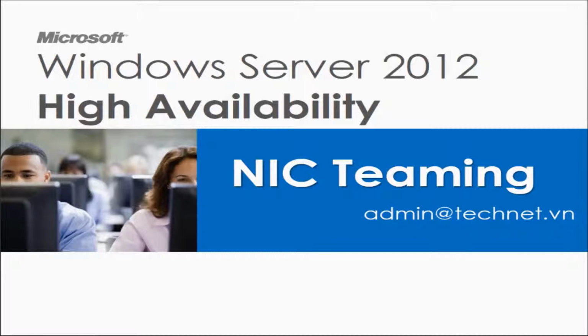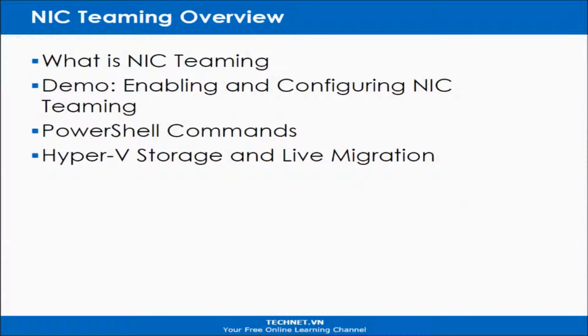You're watching NIC Teaming with Windows Server 2012. One of the ways to provide high availability is to do your best to try to reduce single points of failure. A single point of failure is when you have one device, in our case a network interface card, and by having that one device fail, we now lose access to our resources and our services. By using NIC Teaming, we can add multiple network adapters to reduce that possibility.